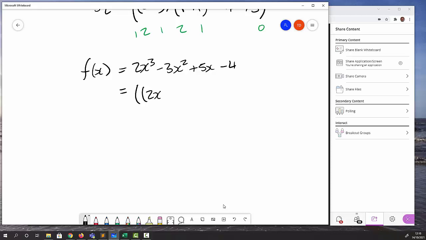and then you've got a minus 3 here, so I put a minus 3, close the brackets and put an x, and then you go to the next power, so that's plus 5, close the brackets and put an x, and then minus 4. Right, so let's just go along the brackets.